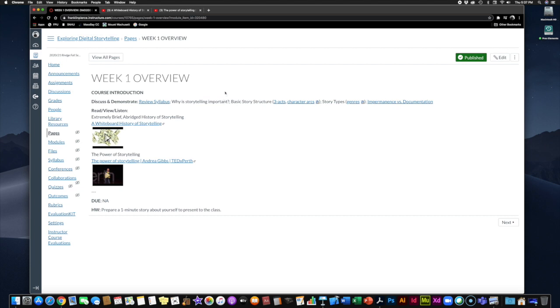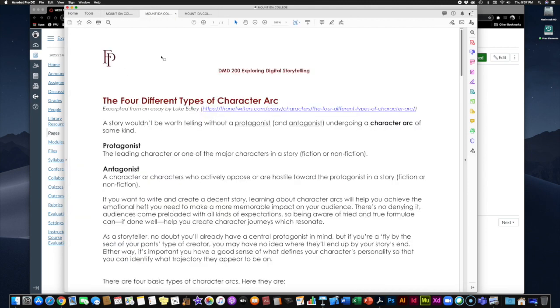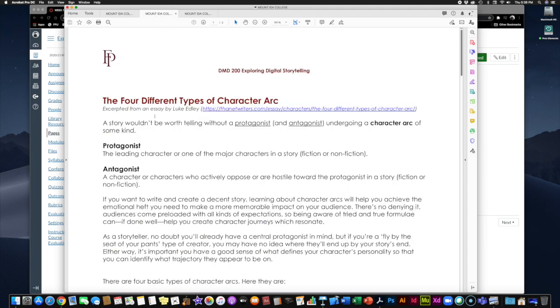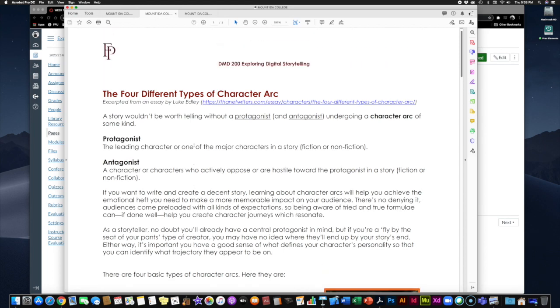Okay, so let's talk about some of the basics of storytelling that are really independent of how you are employing your storytelling, whether it's digital or just sitting around telling a story. There are some basic story structure elements. So we're going to take a look first at the typical three-act story. So we're going to talk about 4 different types of character arc and sort of how it breaks down, right?